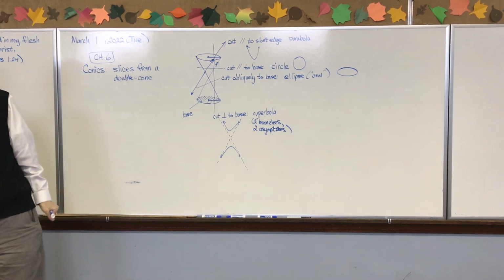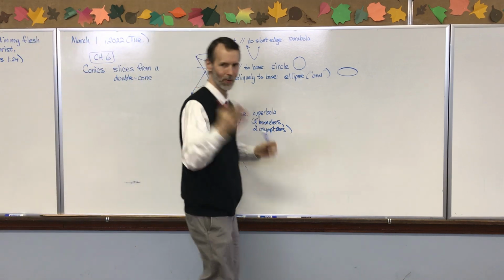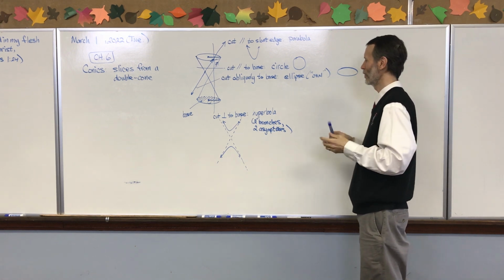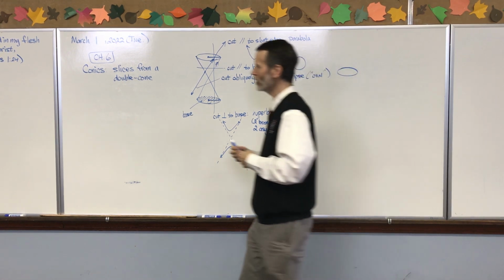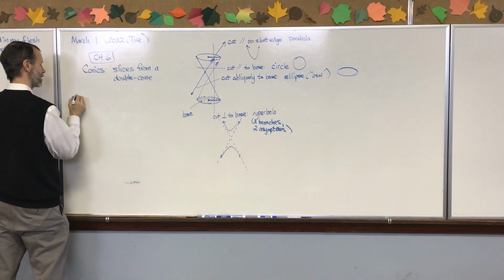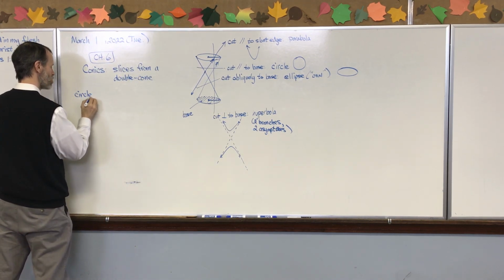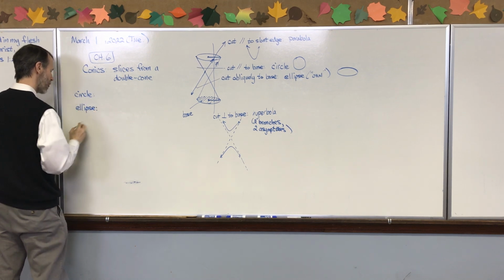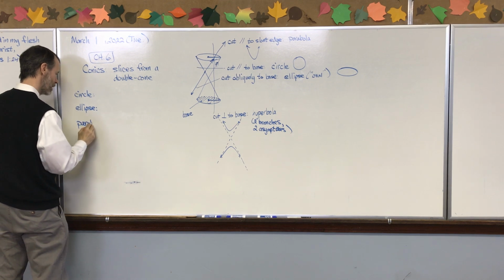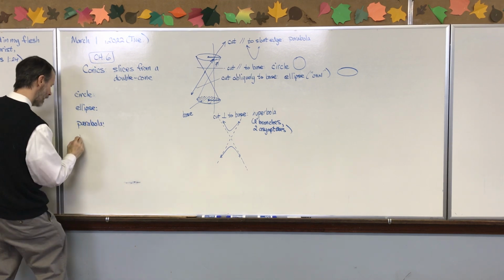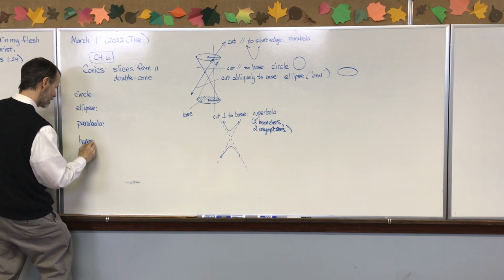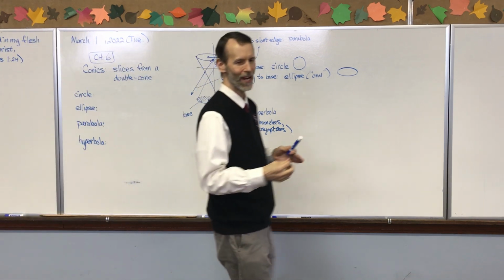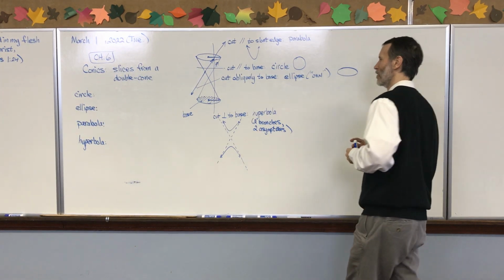It's very hard to get. You have to cut it exactly parallel to one of the slanting edges. But you will get a parabola that way. So there are 4 types of conics we're going to be studying. Circle, ellipse, parabola, hyperbola. By the end of this chapter, we're going to know how to graph all of those.